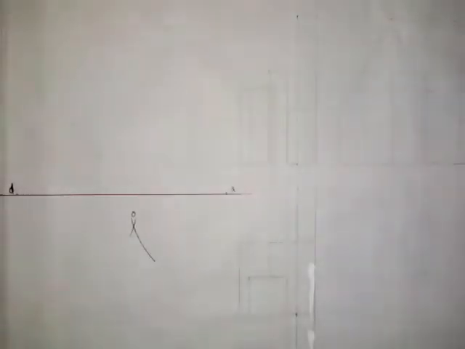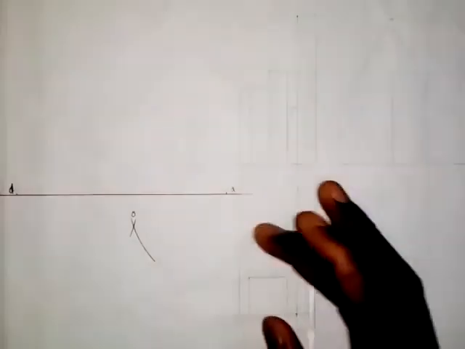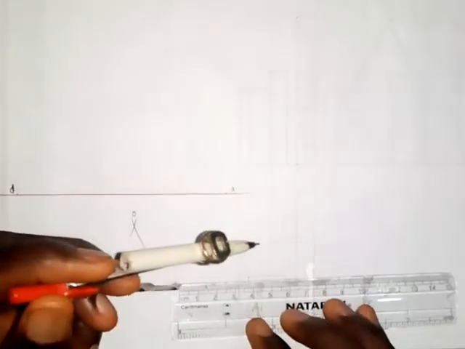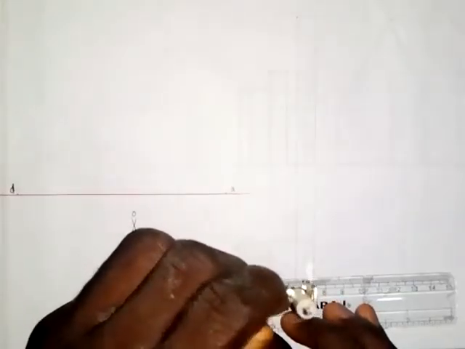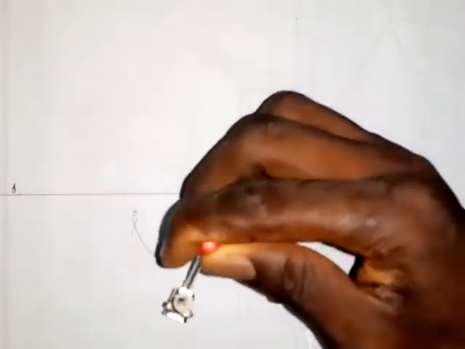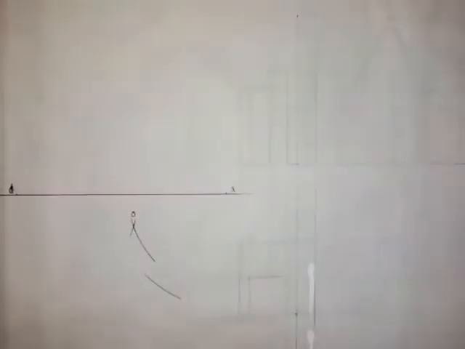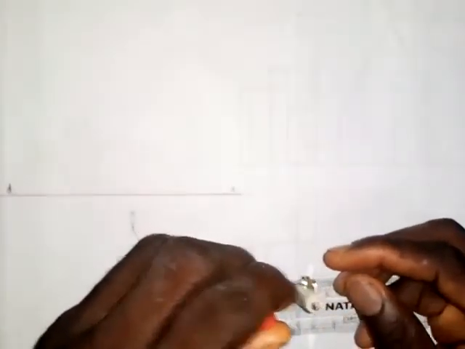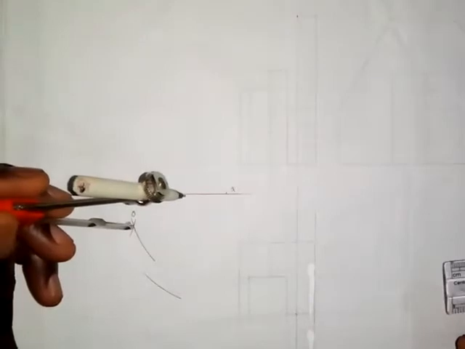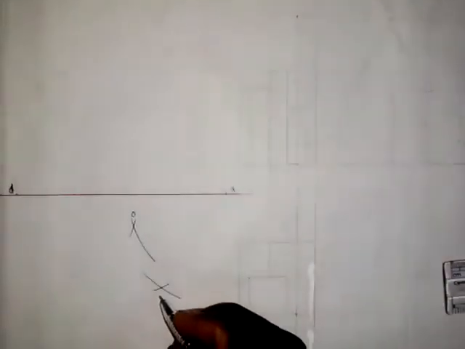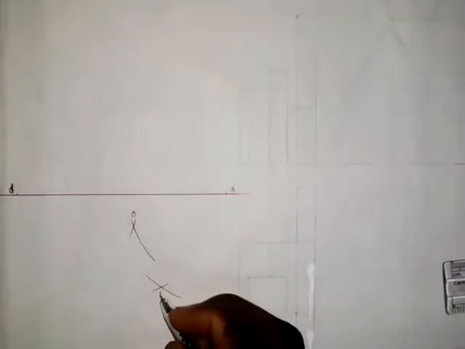Okay, so the next is for me to get point B in the plan. AB is 60 millimeters as we are told. So I already have 60 millimeters here. I'll put the compass at point A and make an arc here. Then, as we are told in the question that OB is 36 millimeters, I'll take 36 millimeters on my ruler with my compass, put it at point O here, and make an arc here. So this now is point B.